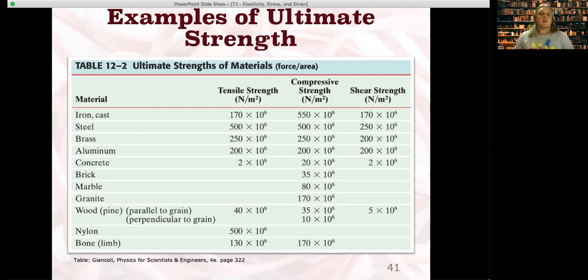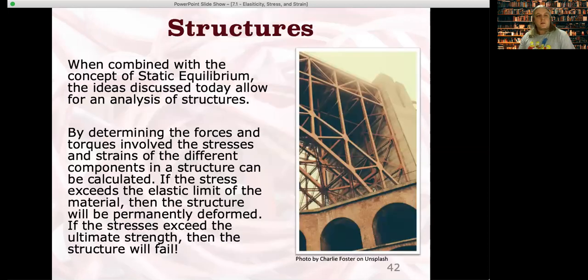So again, you'll look up the values and you can use those same formulas that we just played with to figure out the ultimate strengths. This idea of ultimate strength, when combined with static equilibrium, will tell you when a structure might break. And more importantly, overall, all the ideas we've talked about, the stress and strain for the different types, tensile, compressive, and shearing stresses, will all be able to be used to analyze structures.